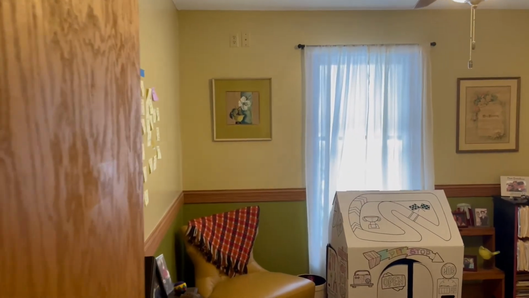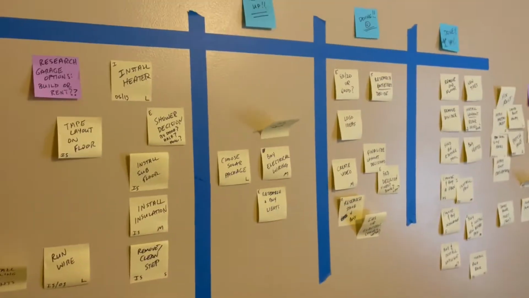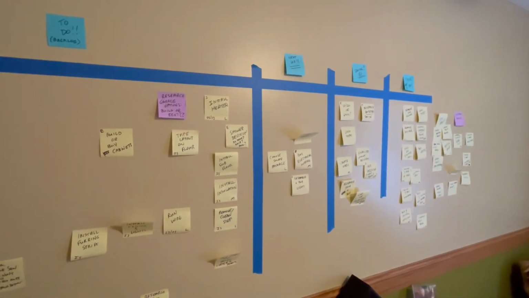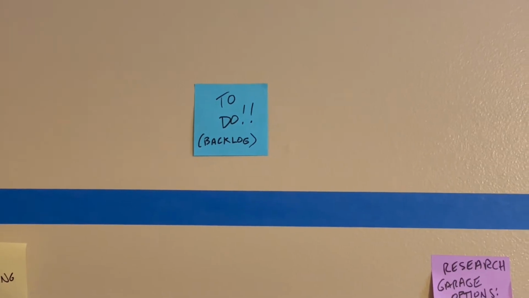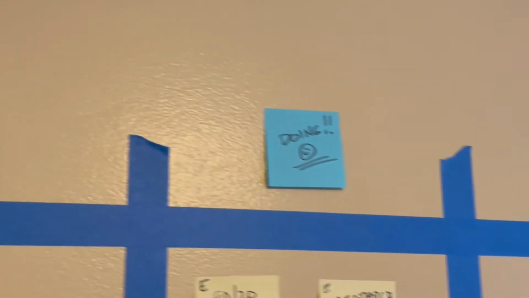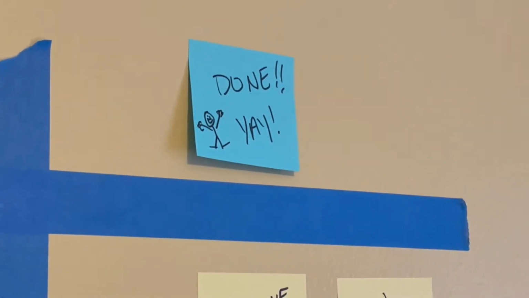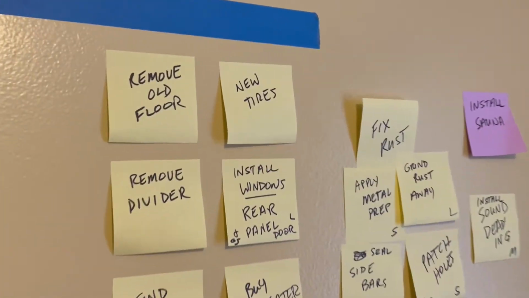Here's my guest bedroom, and on this wall, if we close the door and zoom out a little bit, you'll see that I've created a Kanban board. My board is very simple. I've got 4 columns. That's my to-do, and we call that a backlog. The next column is up next, and this one is doing, and this one is done, and we've got a little guy celebrating there.